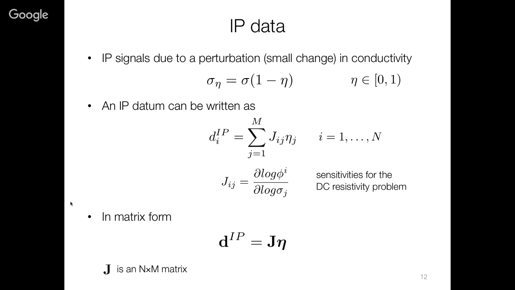In other words, what the IP is doing is perturbing that conductivity a bit, and the value of that conductivity is obtained through doing a full DC resistivity inversion. The bottom line is that we can write any of the IP data in this form of J times eta, where J is the sensitivity.